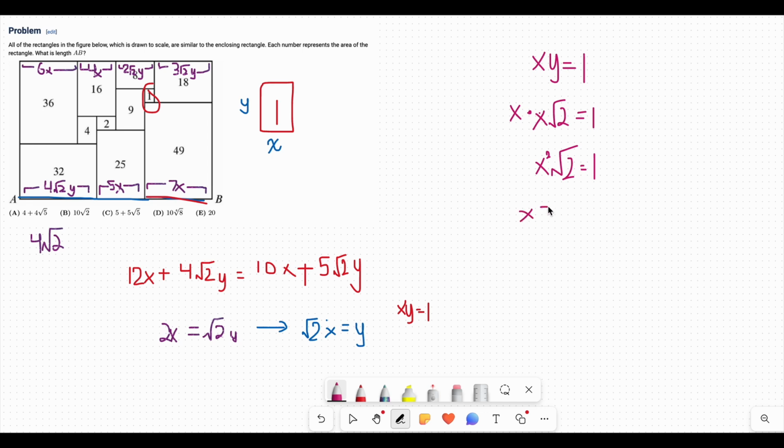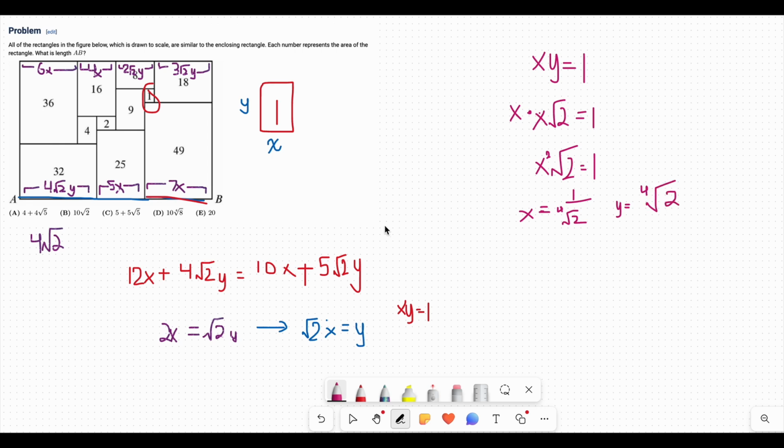Therefore, x equals, skipping a step here but hopefully you get how I get here, the 4th root of 2, because you divide the square root of 2 down there and then take the square root. And since xy equals 1, we know y equals the 4th root of 2.